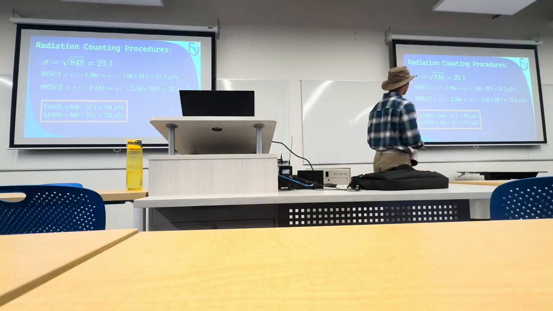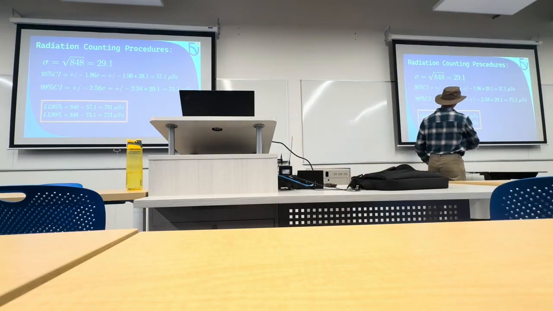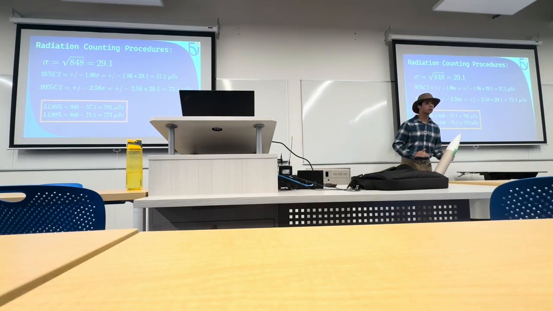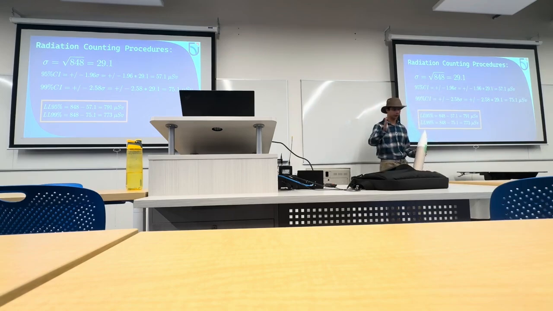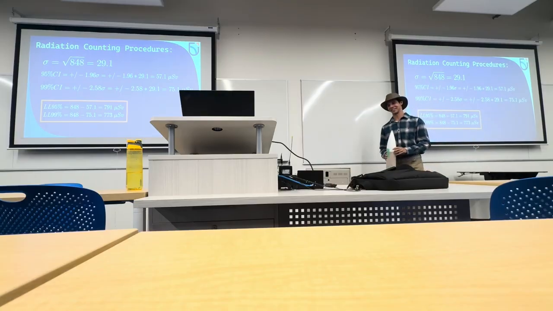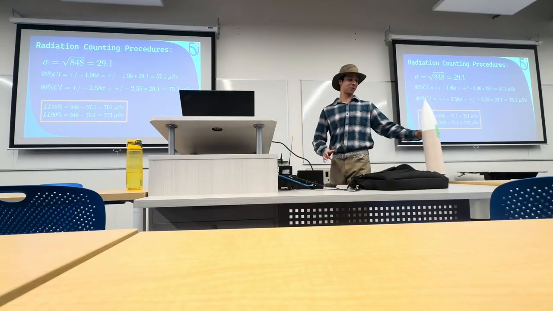Looking here, we have 848 minus 57.1 because we're looking for the lower limit of his dose. So we don't care about the plus. We're looking at the minus only. 791 microsievert. And with a bit more conservation in our number, 773 microsievert. So Gru got dosed.